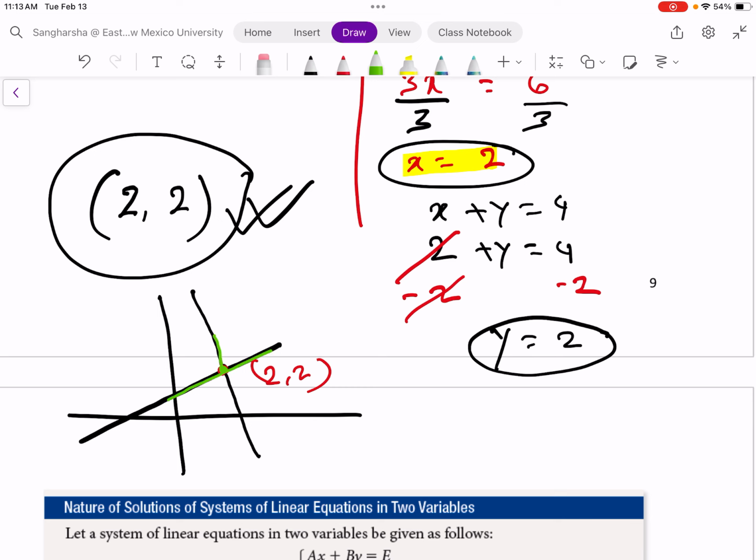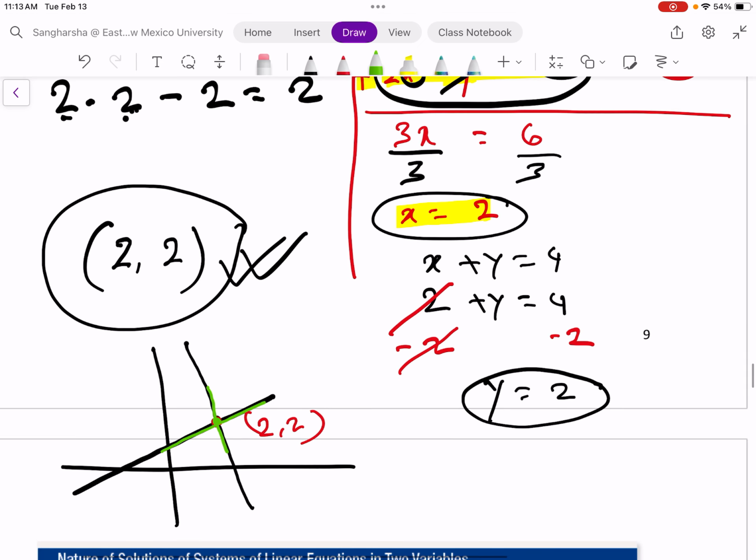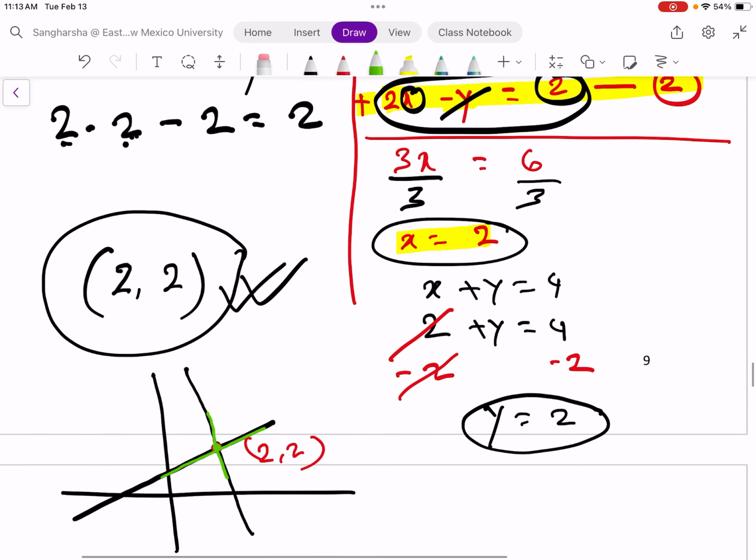Okay, and that's what we are trying to find. We are trying to find a point which is common for both of the lines. Okay, that gives us the intersecting point. Now let's go back to our real example here. Let me erase this one.